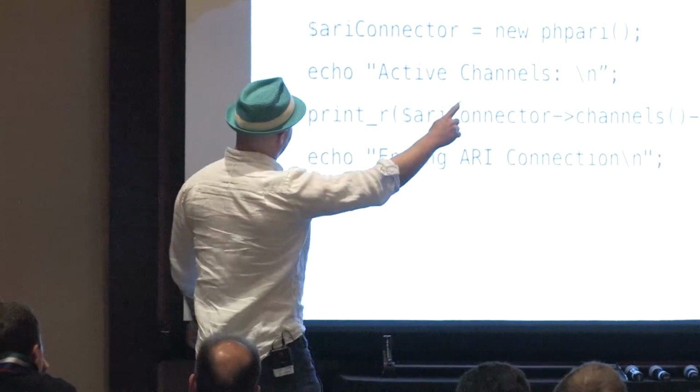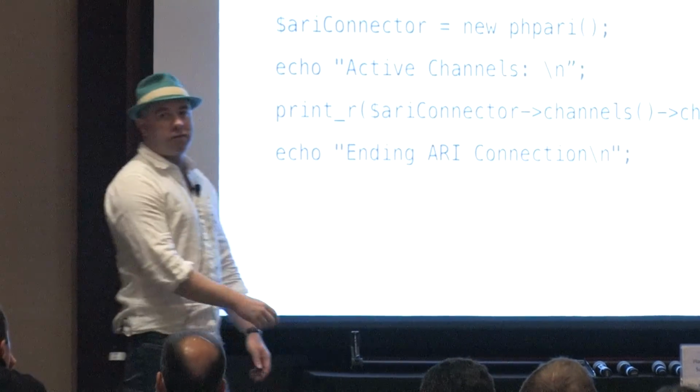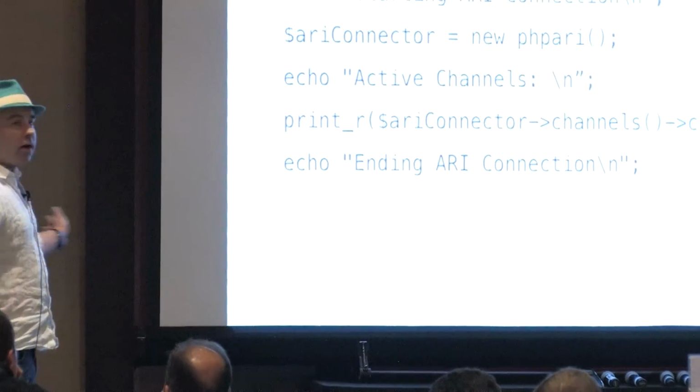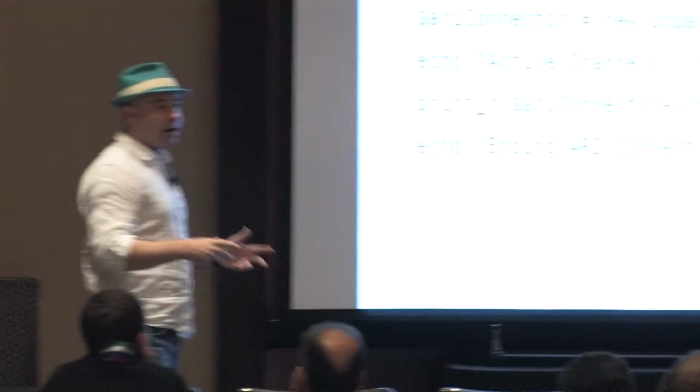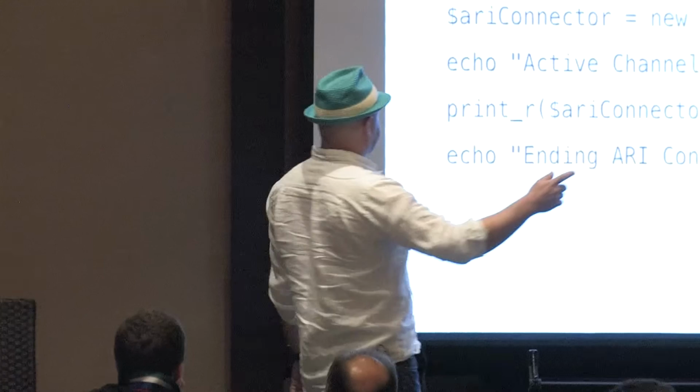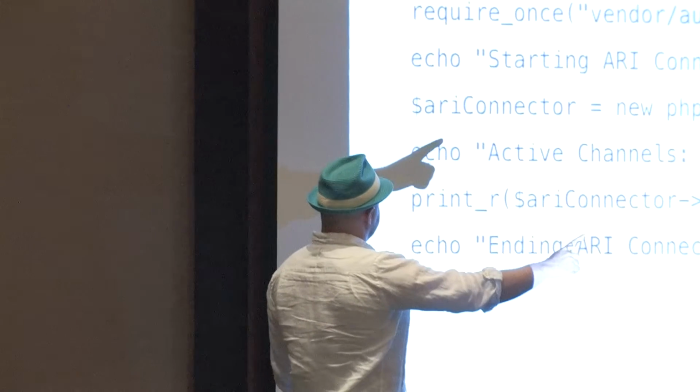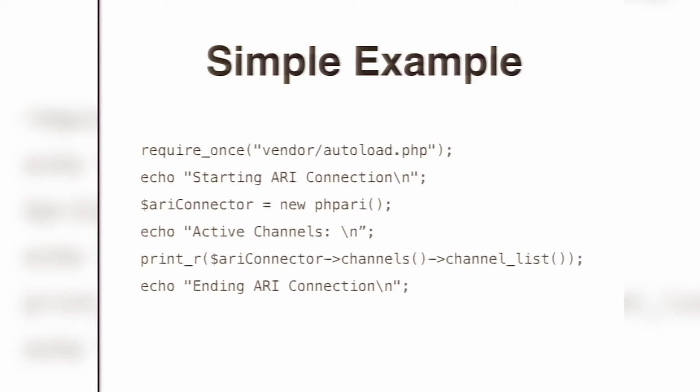Okay, so real code. This is a really simple example. As I said before, you just require the autoload file. The autoload file goes and collects all the libraries and bits and pieces that you need to be able to use it. It's just printing out what it's doing. It creates a new PHPARI object, and then prints out active. I've changed this a little bit because it was easier on a small screen. It prints out active channels, and then we print out the actual list of active channels.